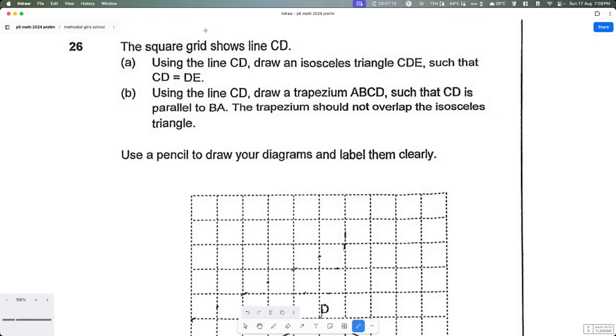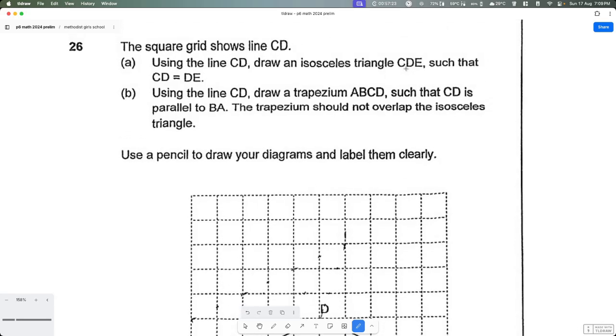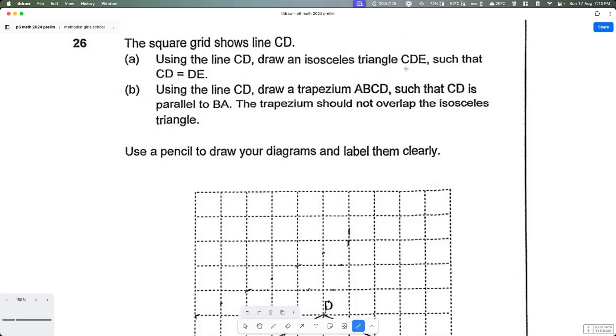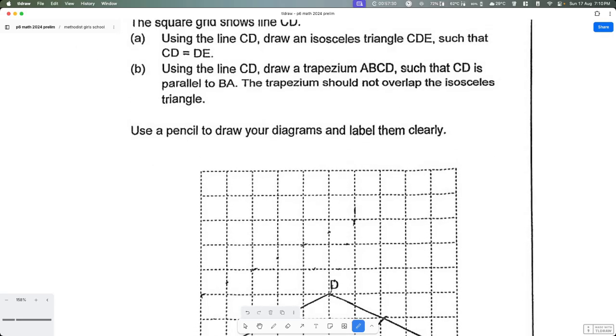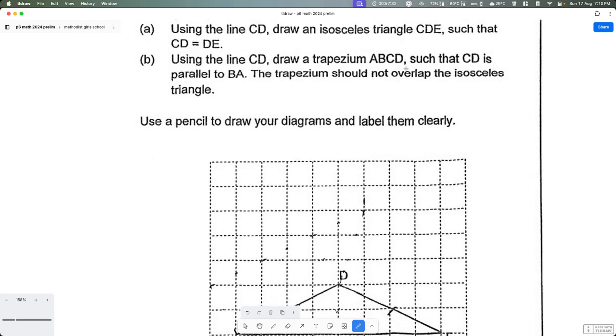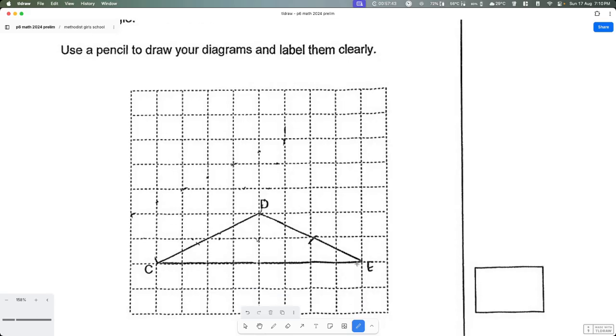The square grid shows line CD. So part A, it says using line CD, draw an isosceles triangle CDE such that CD is equal to CE. I think it's drawn already. Dang it. Okay, in this case, if you want to get E, what you need to do is, I'll just explain now.